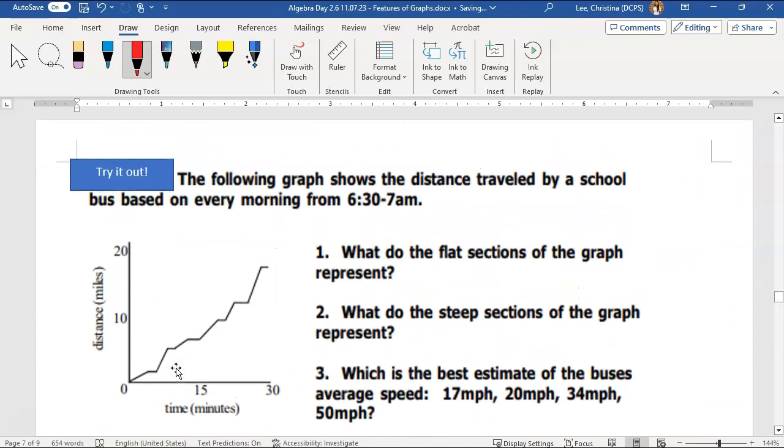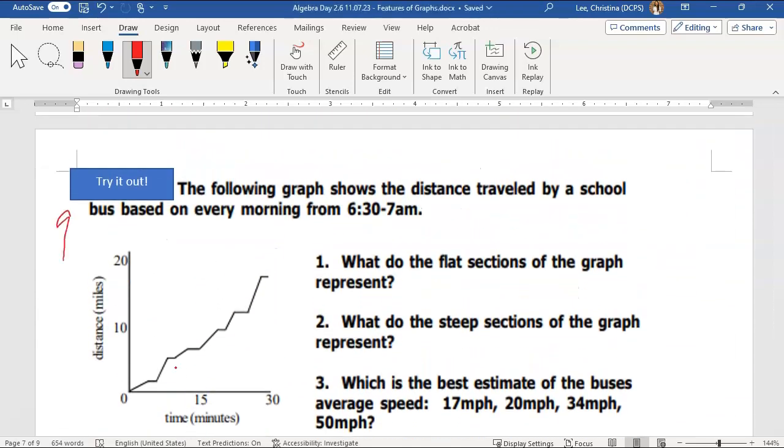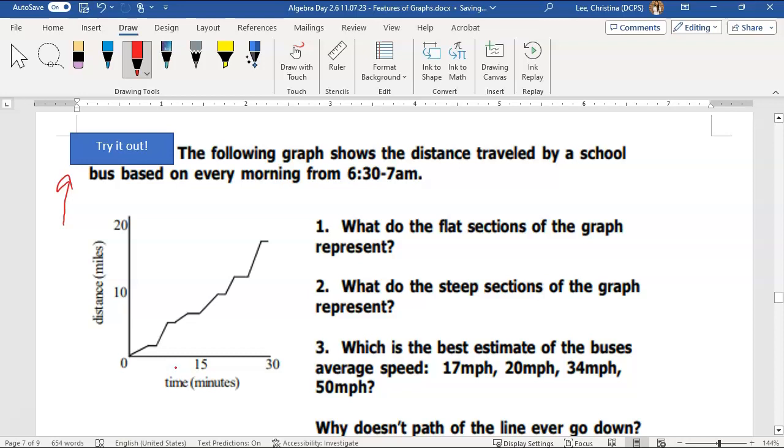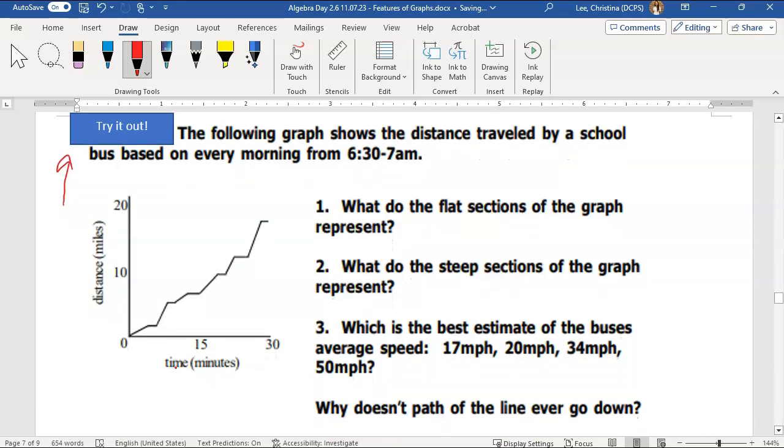And I'm going to go back to this part. This part, again, was a bonus. You don't have to do it, but I encourage you because it's good practice. It says the following graph shows the distance traveled by a school bus every morning from 6:30 to 7 a.m. What do the flat sections of the graph represent?